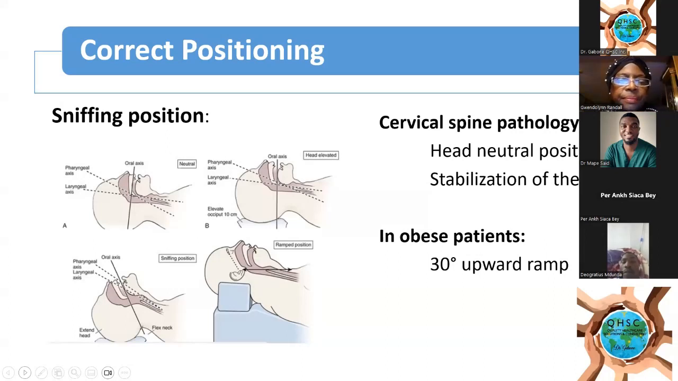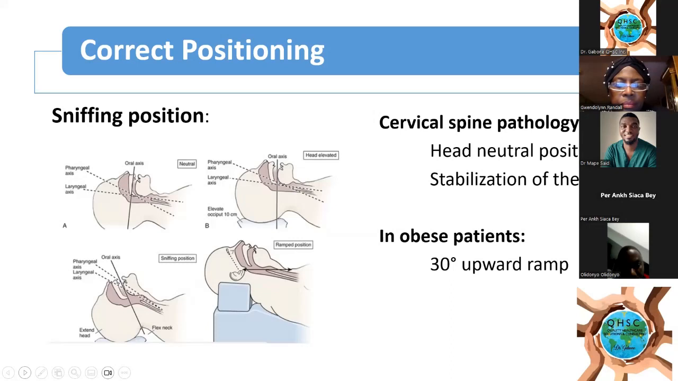If you have an obese patient, you are also encouraged to use a 30-degree upward ramp. The best position is the sniffing position, whereby the pharyngeal axis, laryngeal axis, and oral axis align themselves to keep the airway patent. If you fail to put the patient in this position, the patient will have obstruction from the tongue obstructing the pharyngeal space. So if you have a very obese patient, you might also add a ramp to make an inclination of 30 degrees so as to relieve the obstruction.